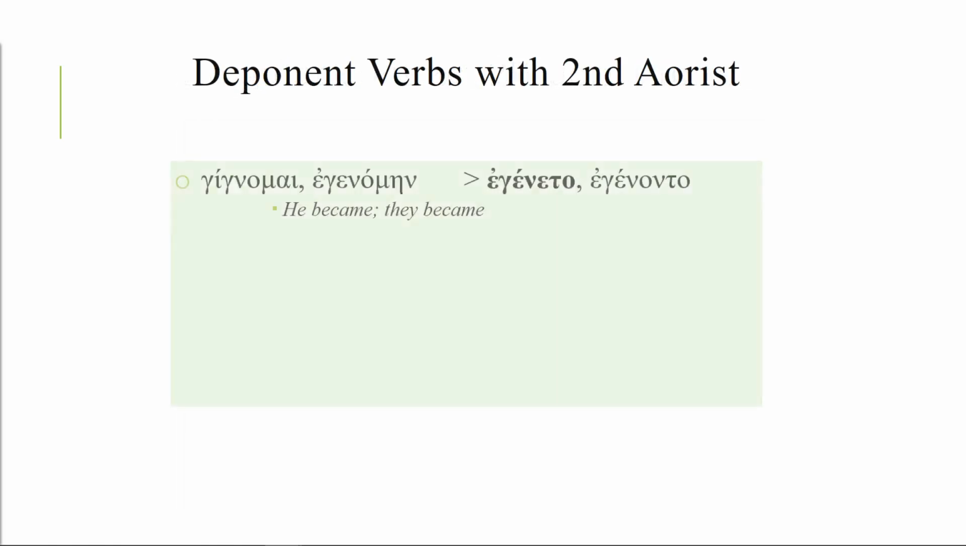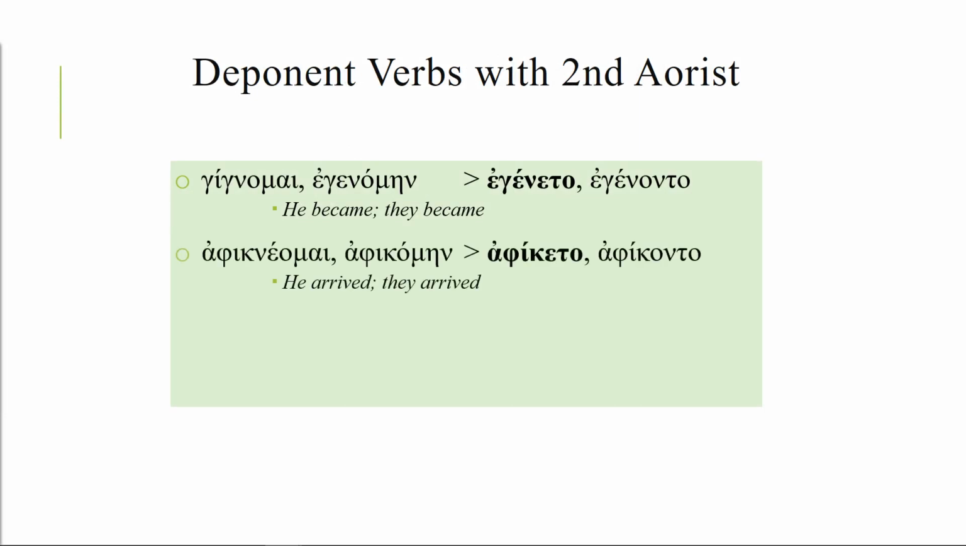In the deponent of the second aorist, you've got the same thing going on. You just add eto and onto. So here the first person singular is not the same as the third person plural. Egenomen is not the same as the third person plural in the deponents. Aphikneomai shortens to aphikomen. Gignomai shortens to egenomen. Right? So they changed their stems. Erchomai, I talked about, that just becomes totally irregular. It's not the same word at this point.